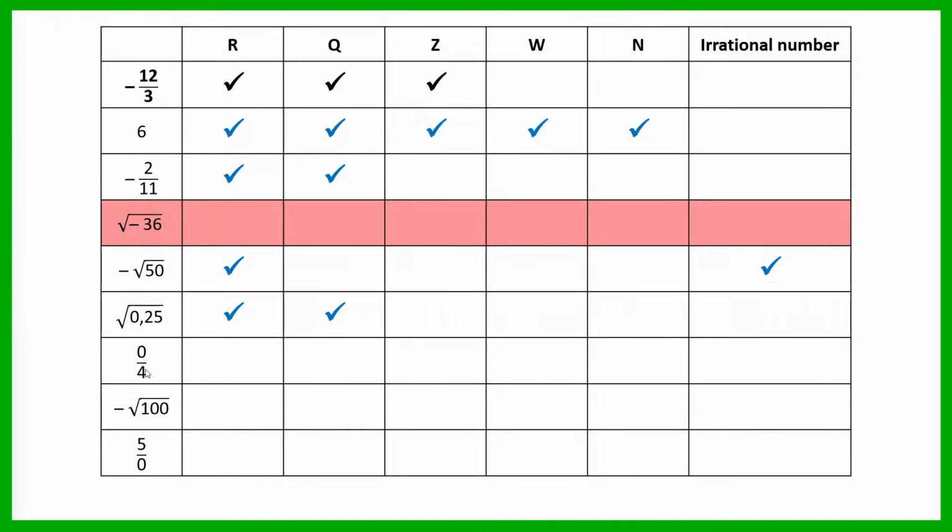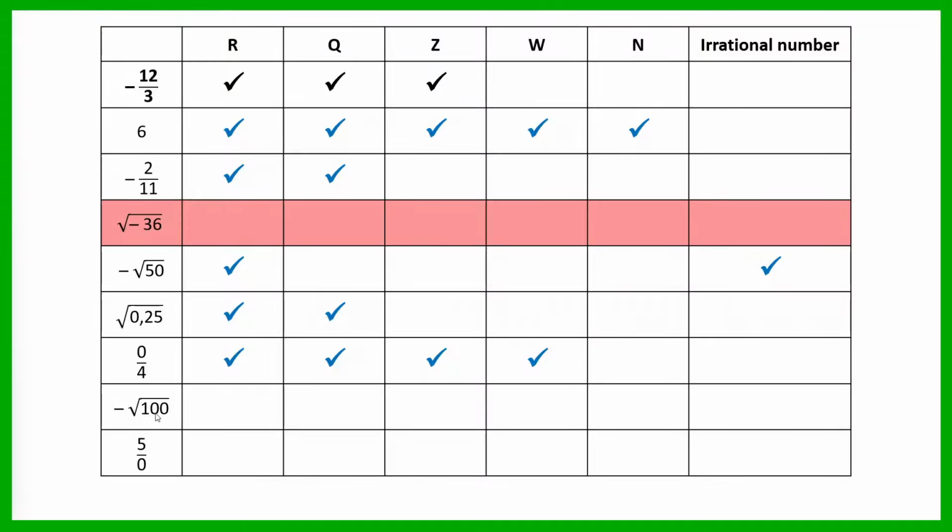Next one, 0 over 4. Now 0 over 4 can be simplified to give you 0. You're taking 0, dividing by 4, gives you 0. That is a real number. It is also a rational number because it can be written in the form a over b. And it is also an integer, and it is a whole number. It is not a natural number because the natural numbers are the whole numbers excluding 0. So this over here, which simplifies to 0, is not going to be a natural number, and it's not an irrational number.